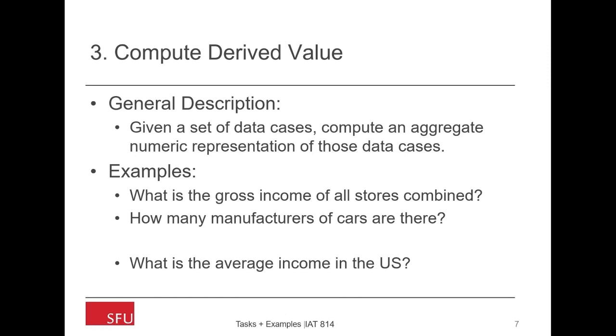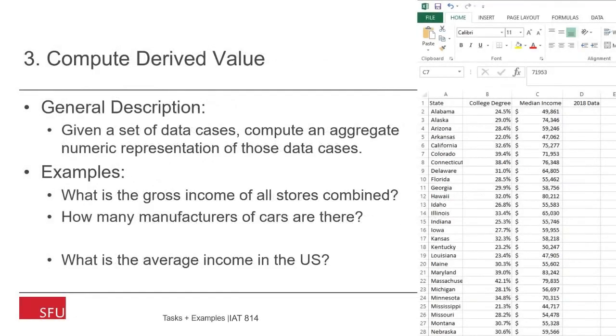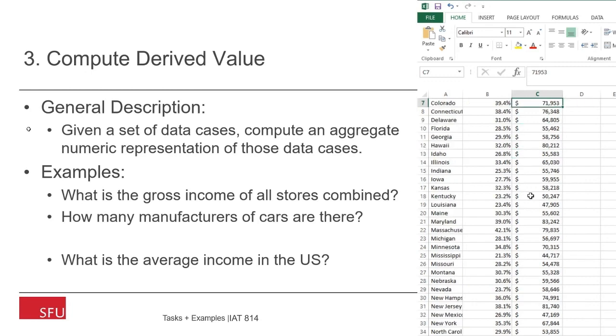How many manufacturers of cars are there? That's just simply counting up an integer number. And what I'm going to show now in Excel is what is the average income in the US. Now, there's a little proviso I'll get to in a bit with respect to that, but we'll get to it when we get to it. So let's go to the Excel example once again. And so here we have our table.